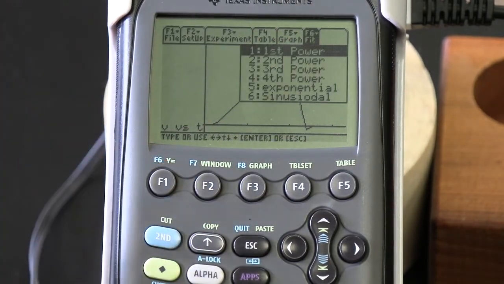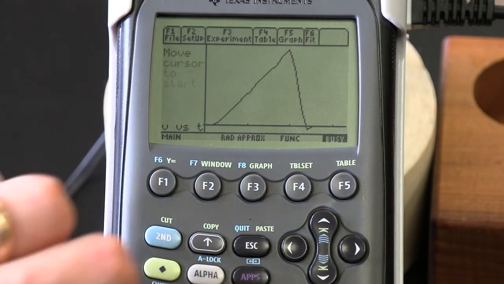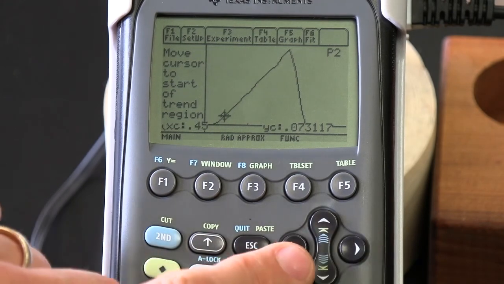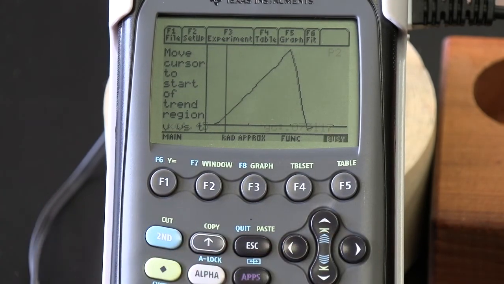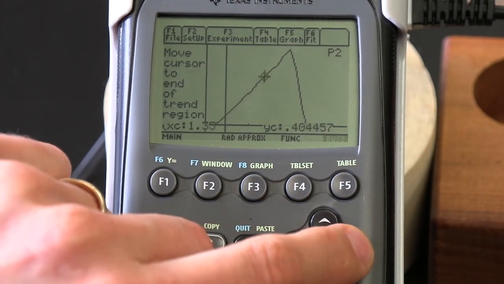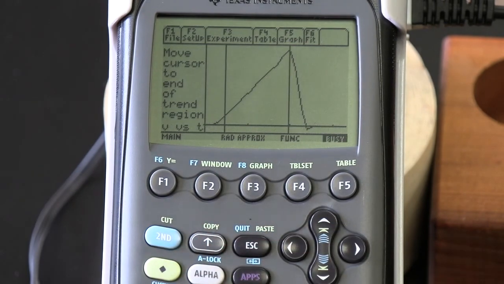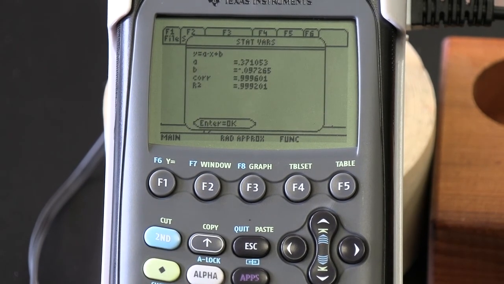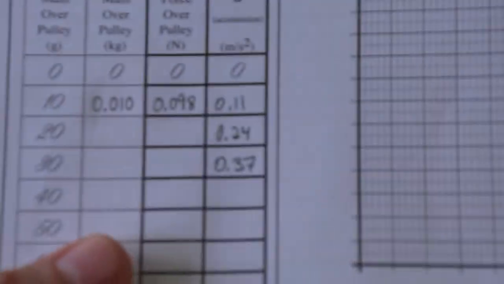So we go into our menus, fit to the first power, move to the start of our linear range, maybe, well, I guess maybe right here is safer. Hit enter, go to the end of the linear range, hit enter, and wait for the calculator to calculate that slope. Okay, I see about 0.37 for an acceleration. So I'm going to fill that in on my data table in the third place right here.